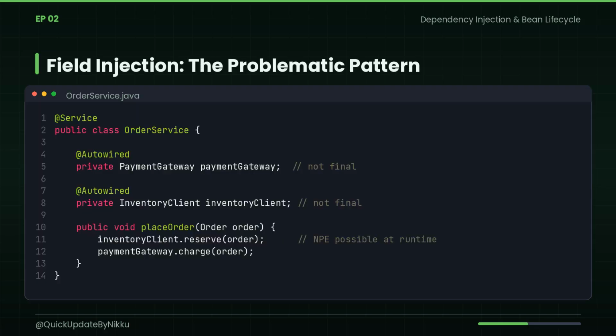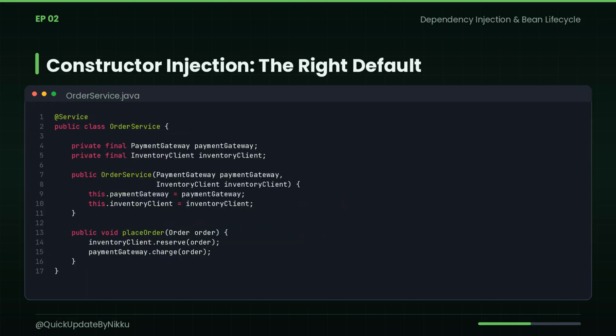Here is the field injection pattern you will still encounter in legacy codebases. Notice that neither field is final. Spring must write to them after construction, so the compiler won't allow it. There is no way to know from looking at this class signature that it needs a payment gateway or an inventory client. And if either bean is misconfigured, you will not find out until placeOrder is called, potentially under production load. Constructor injection transforms the same class.